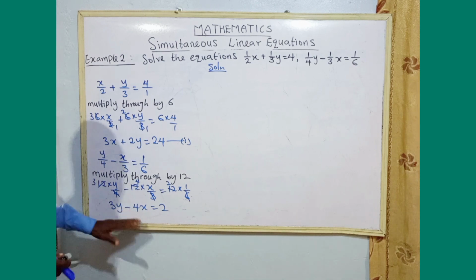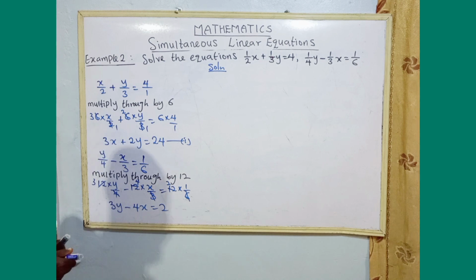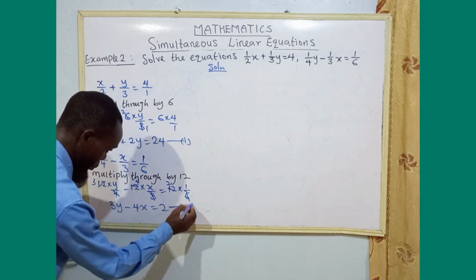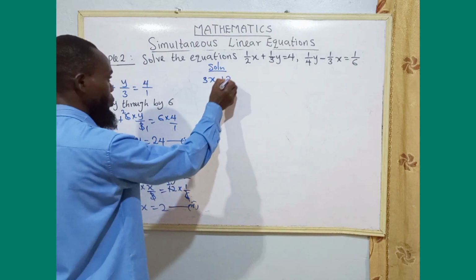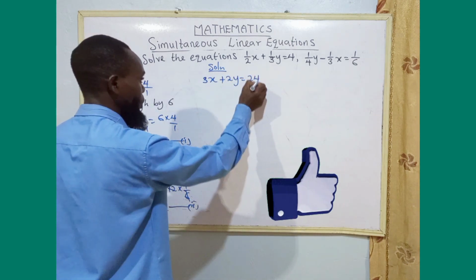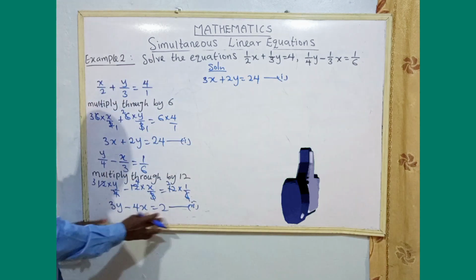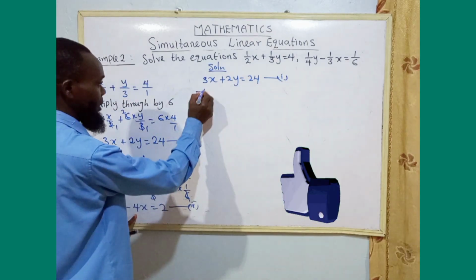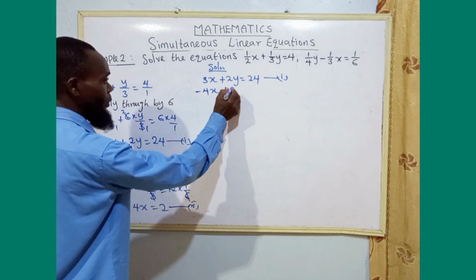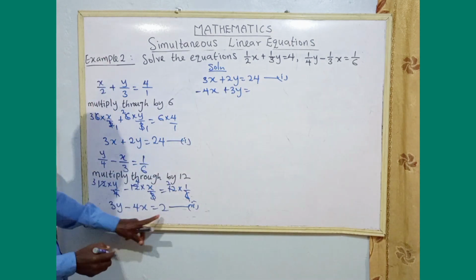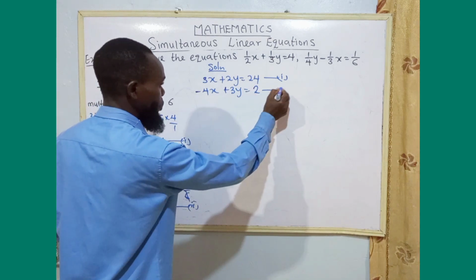So let me rearrange so that I can have my x. So I'm going to have, let's say equation 2. Then my equation 1, we have 3x plus 2y is equal to 24, equation 1. Let me rearrange this. I'm going to have minus 4x. Then there's a positive sign here, plus 3y is equal to, I will have my 2 here, equation 2.